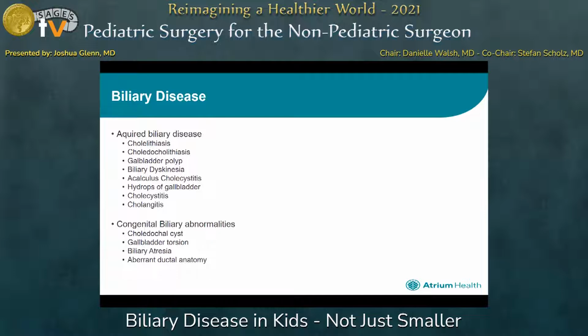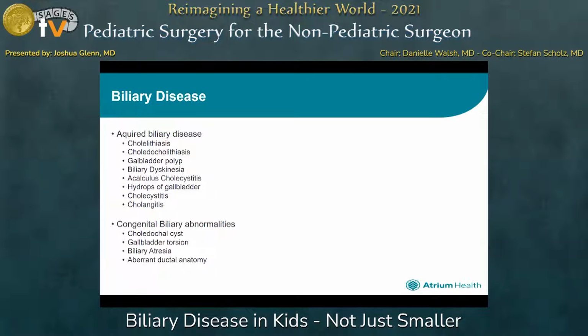Biliary disease in children falls into two general categories, acquired and congenital. We will focus mainly on the acquired disease, including cholelithiasis, choledocholithiasis, and gallbladder polyps. Occasionally, the general surgeon will be asked to see a patient with hydrops or acalculous cholecystitis after resuscitation from sepsis or shock, but increasingly these patients are cared for at pediatric centers and are less likely to be encountered in a general surgery practice. Their management is the same as in adults.